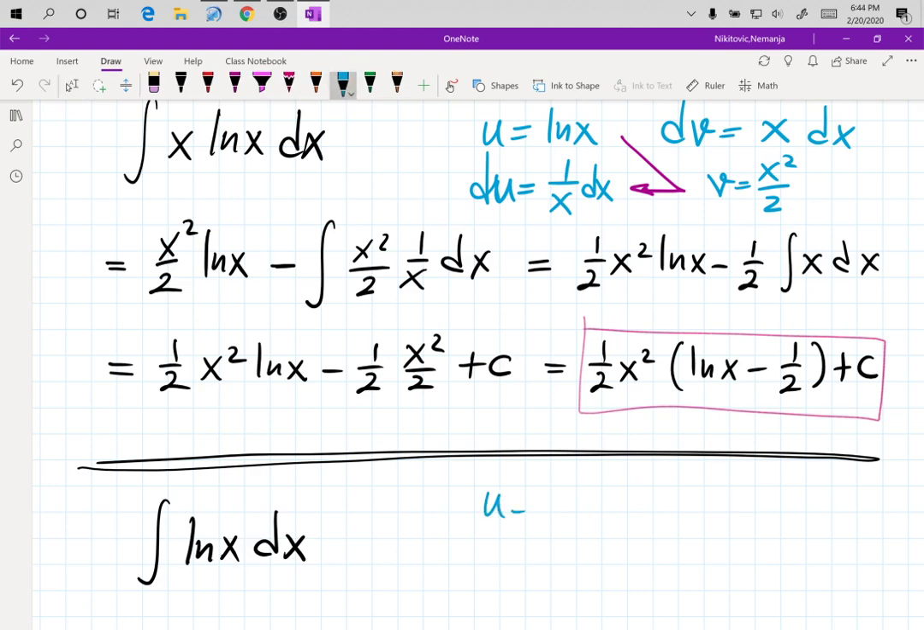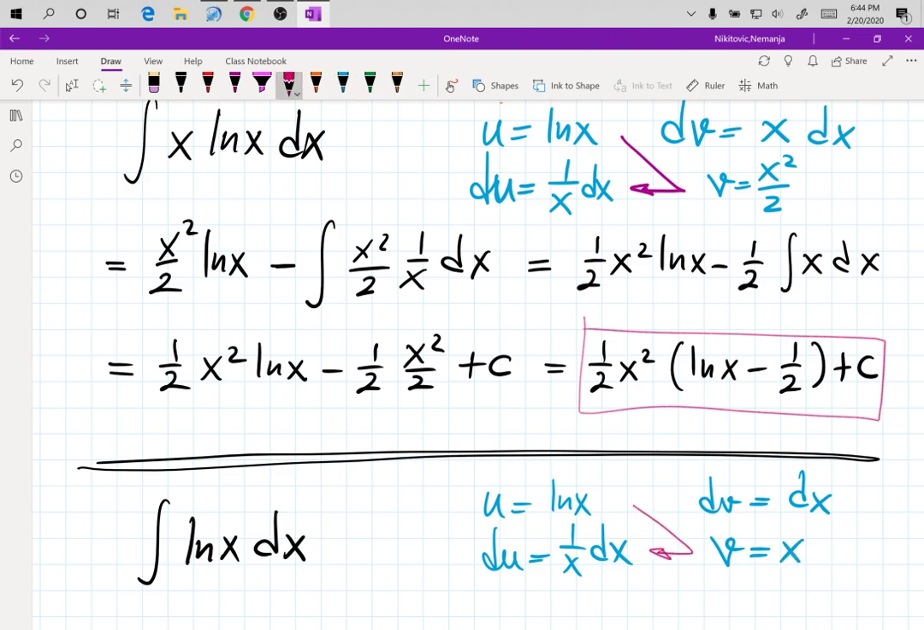What is u? So what's dv? dx. Good. 1 dx. So du is 1 over x dx. And what's v? x.